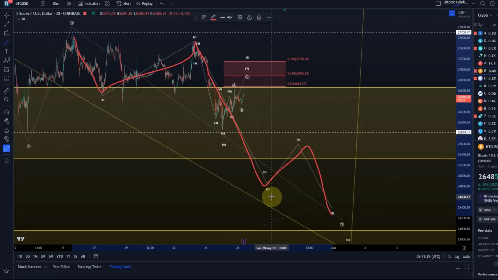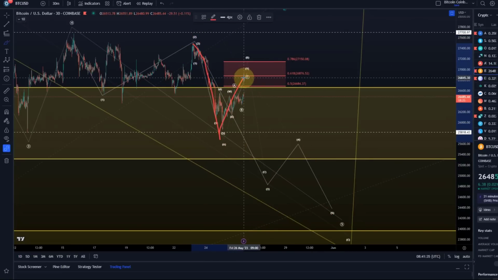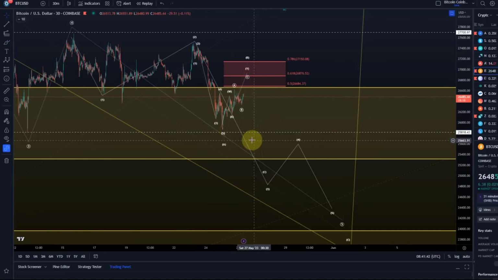In this third wave, my best view is that we completed an A wave. This here is now a B wave retracement, and we will come down in a C wave. We have a corrective structure here because of the ending diagonal.